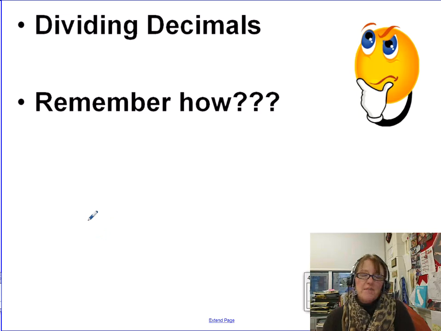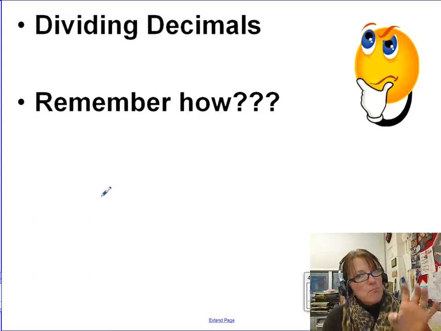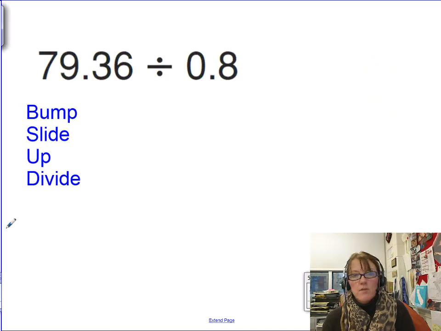So first, this is probably the most painful part of maybe 5th grade, dividing using decimals. Do you remember how? This is where you have to watch that decimal point and make sure you've got things in the right spot. So I like to think of it as a little tune or rap in 4 steps: bump, slide, up, divide. See, that kind of rhymes. Bump, slide, up, divide. Okay, so here we go.